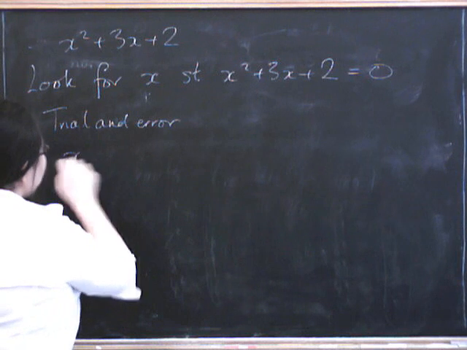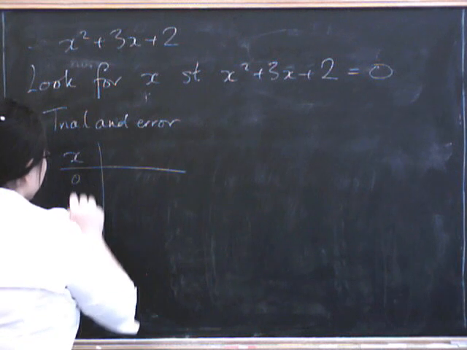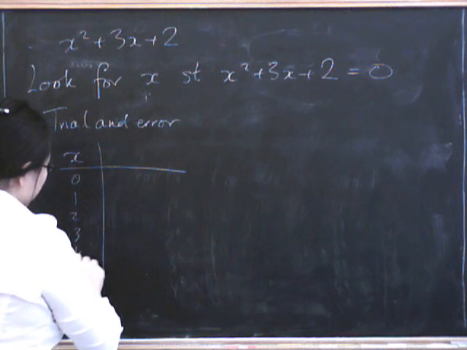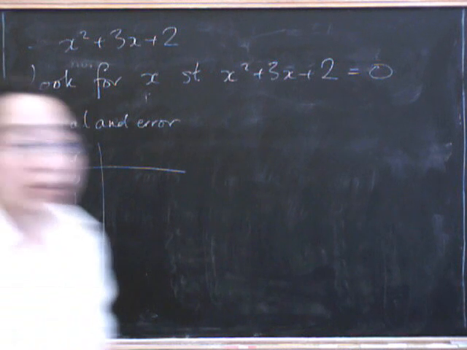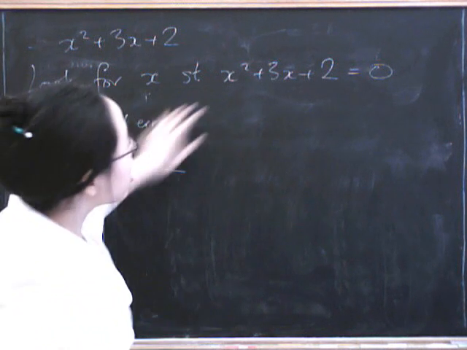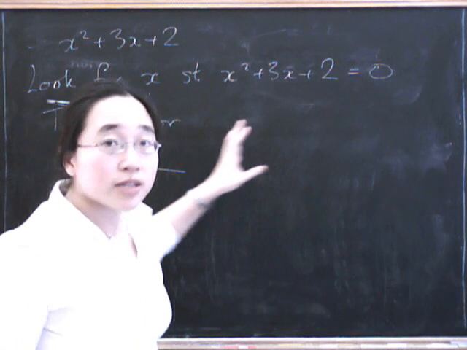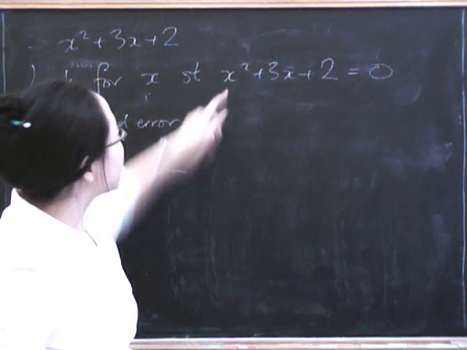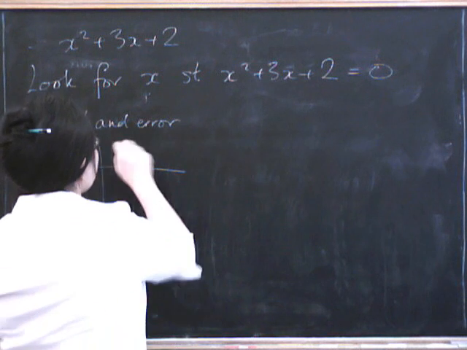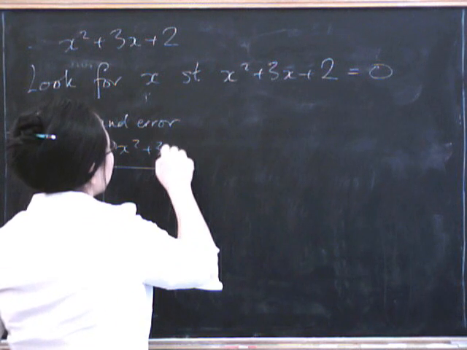So let's make a little table. 1, 2, 3, 4, 5. Fortunately, Z6 has few enough elements in it that we can just plug each one into this and see if we get 0. If we do get 0, that means that the thing we just plugged in is a solution for this. Okay, so let's fill in what x squared plus 3x plus 2 is.